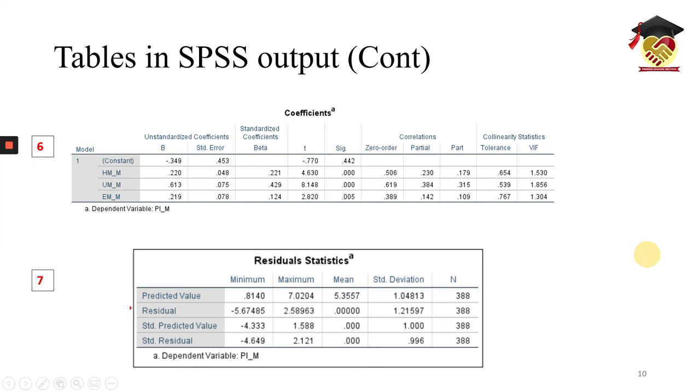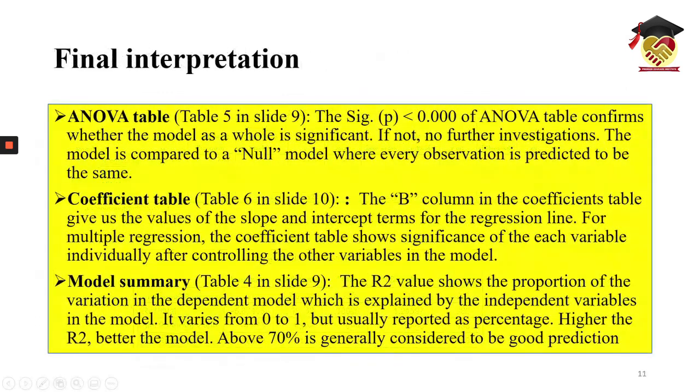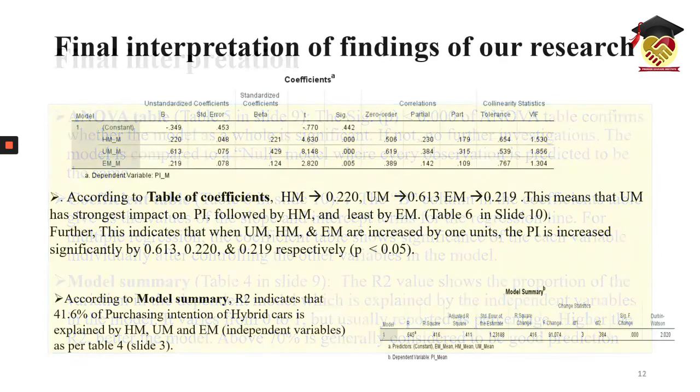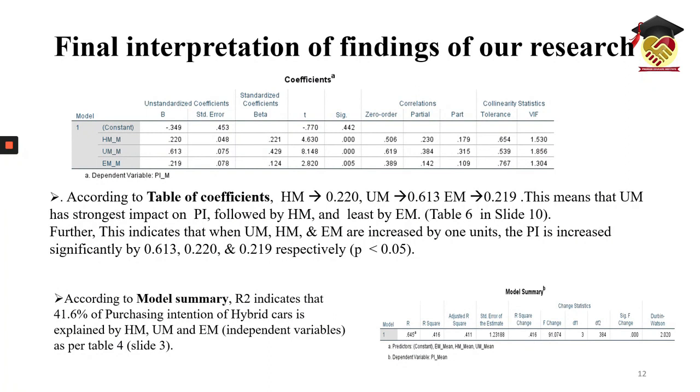Right. So that's all about multiple linear regression. The interpretation I have already explained: the ANOVA table, coefficient table, model summary. And then this is the final interpretation. Based on this table, the most critical factor is UM 0.613, and the second value is 0.220, that is HM. The third one is 0.2. So that's how you have to interpret. That is your recommendation, your conclusions based on your data set in the Sri Lankan context, right?